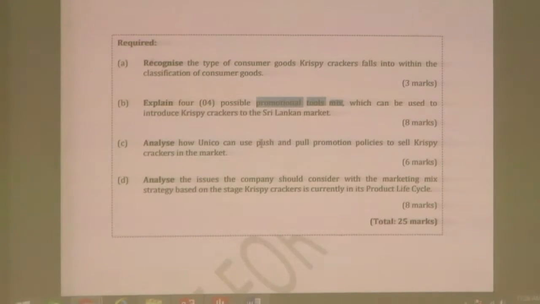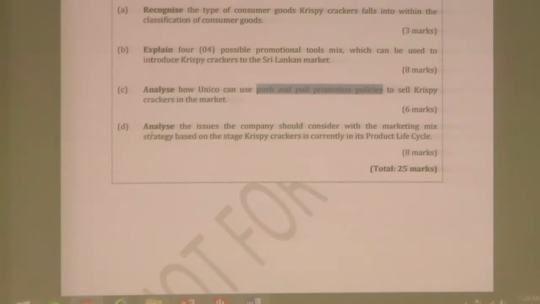Analyze how Unico can push or pull promotion policies to sell crispy crackers. And then analyze the issues the company could consider with the marketing mix strategy, based on where the crispy crackers is currently in its product life cycle. Analyze the issues, product life cycle, and pertaining to product, price, place, promotion in the relevant stage of the product life cycle.